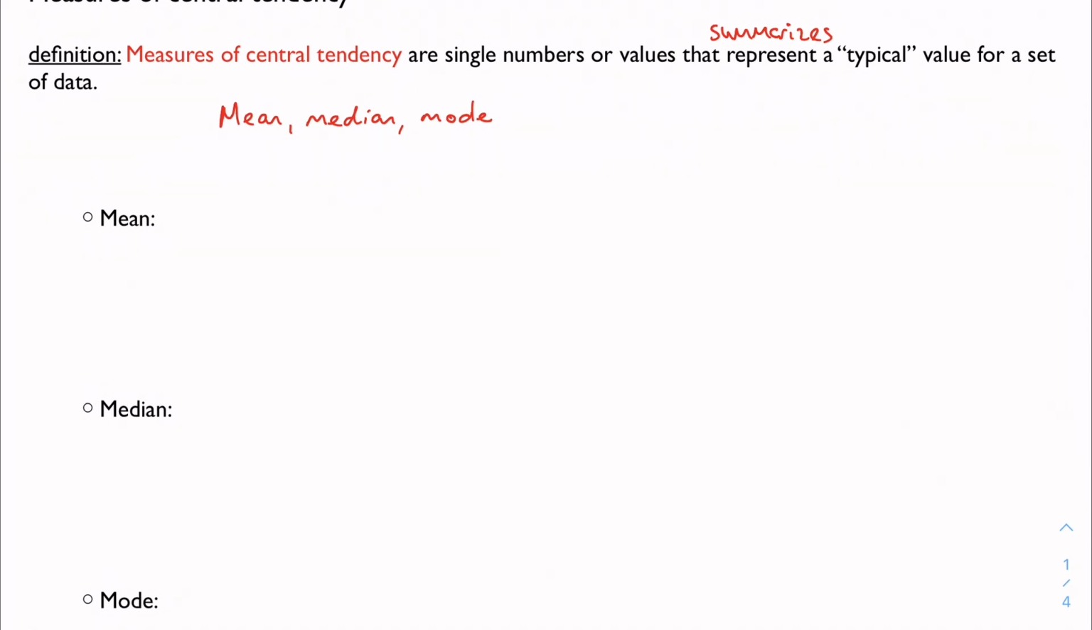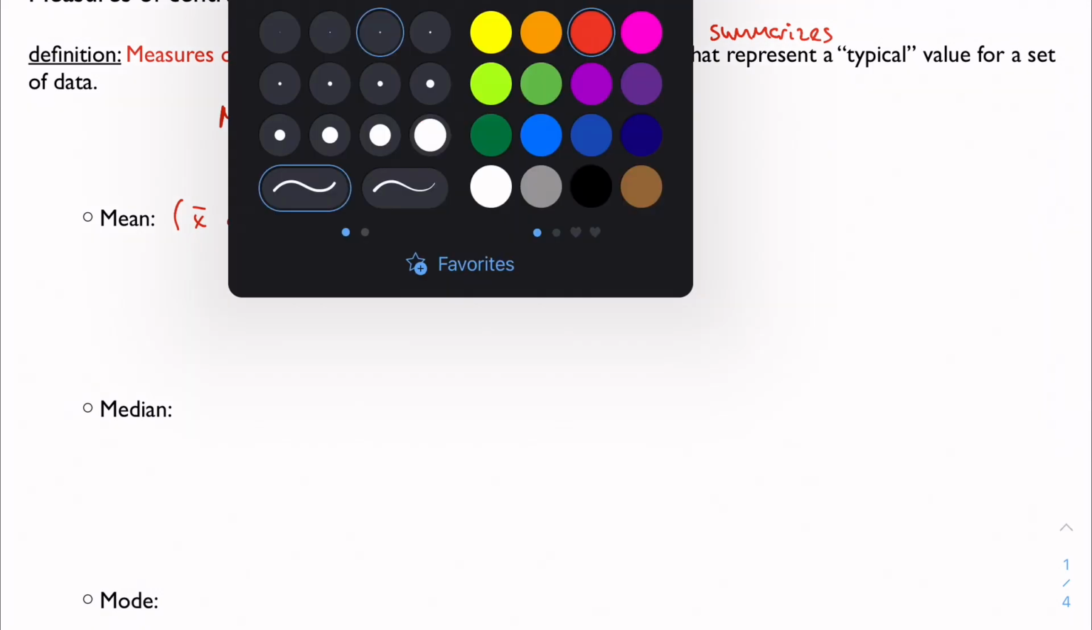So the first one is mean, and we can see two symbols sometimes to talk about mean. We'll see either this x bar, and we just read it that way as x bar, or the Greek letter mu. It kind of looks like a long U. And the mean is just the average, right? When we're used to calling it the mean, we just call it the average. Anytime I talk about an average of your grades, I'm usually talking about something like mean. And we know how to calculate this.